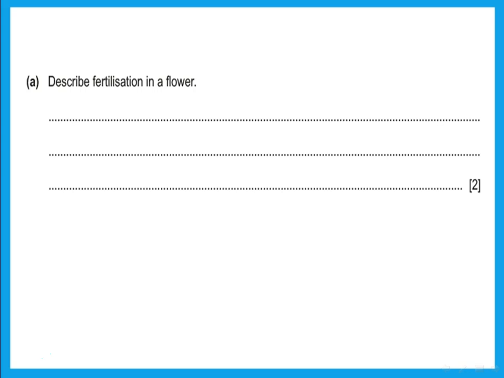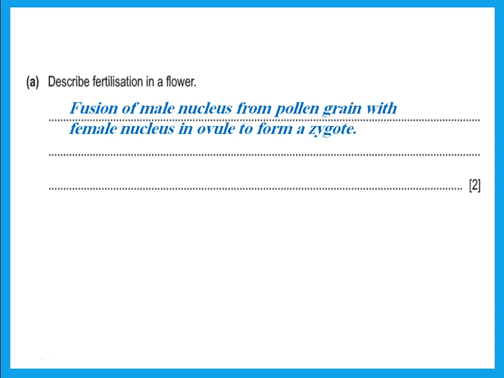So if the question says describe fertilization in a flower, what is fertilization? It is fusion of male nucleus from the pollen grain. Remember that fertilization is the same whether we're talking about flowers or human reproduction. But here he's trying to be specific in a flower. So fertilization is the fusion of male nucleus, which is in the pollen grain, with the female nucleus in the ovule to form a zygote.